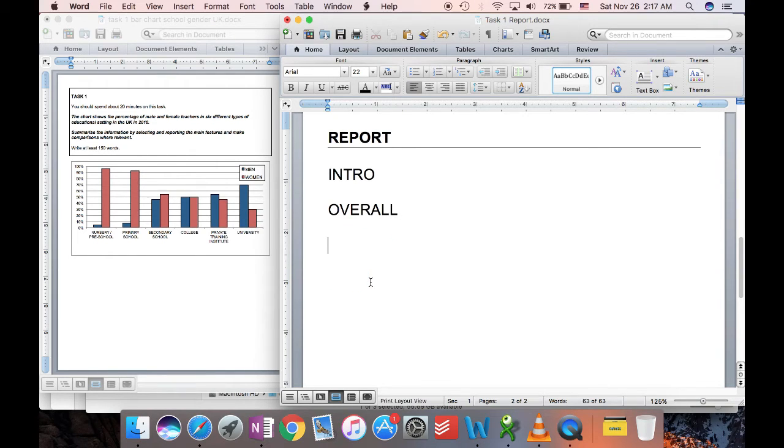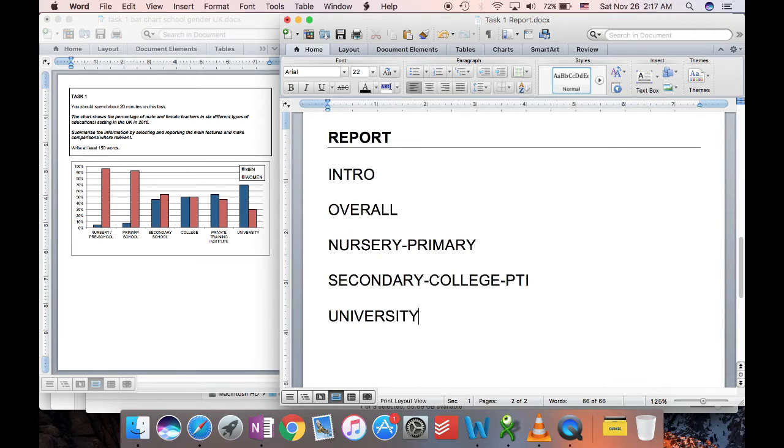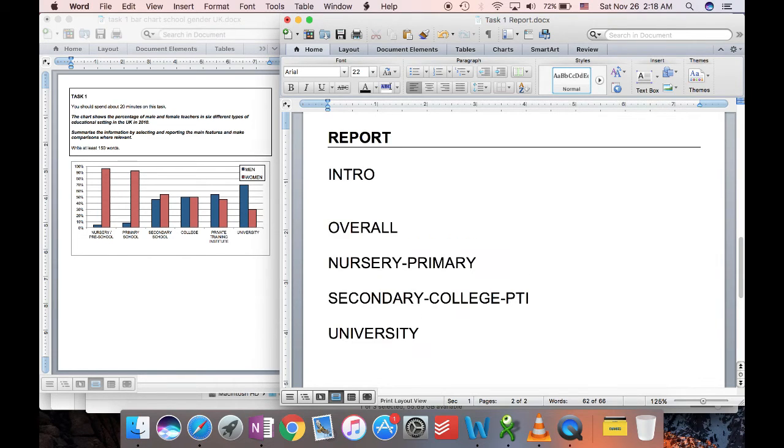What I'm going to do instead is I'm going to basically break the bar charts into 3 different chunks. I'm going to talk about the nursery and primary school settings first, and then I'm going to talk about the secondary and college and the private training institutes, and then as a short final paragraph, I'm going to talk about the universities, because I think the gender balance in these 3 chunks is significantly different to each other, so it makes for a more interesting essay. So let's start off with the introduction.